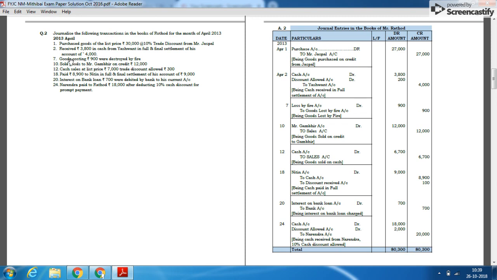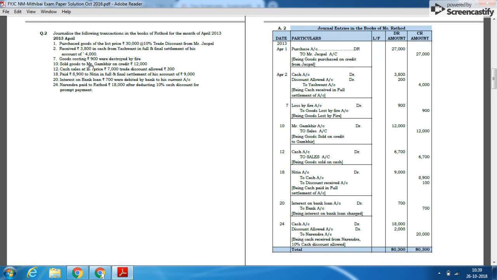So cash account debit, discount account debit, and Yashwant account. Then the next entry is goods costing 900 were destroyed by fire. So the journal entry is lost by fire account debit to goods lost by fire. Lost by fire is a nominal account, debit all expenses and losses. Goods lost by fire is a real account, credit what goes out.